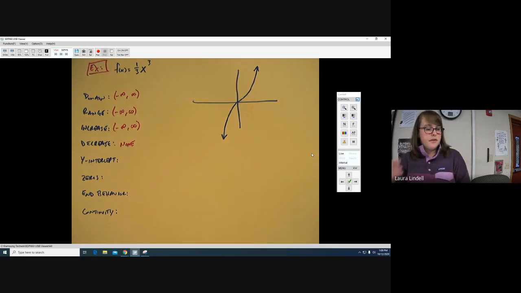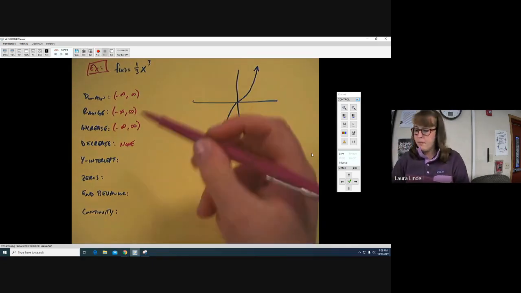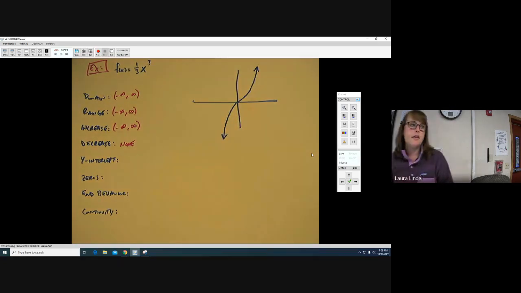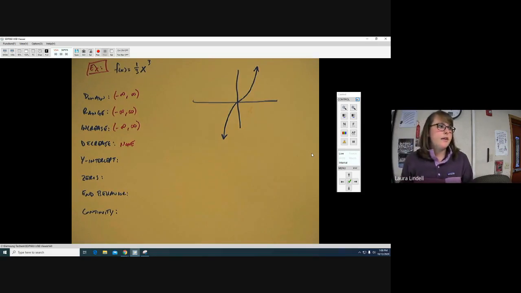As you go through this, the first part, I've put up the first half. So if you want to check your answers, you can. I have the domain and the range are both negative infinity to positive infinity. There's no excluded values on the domain or range here. Increase is also negative to positive infinity because this function is always increasing and never decreasing. So there is no interval of decrease.